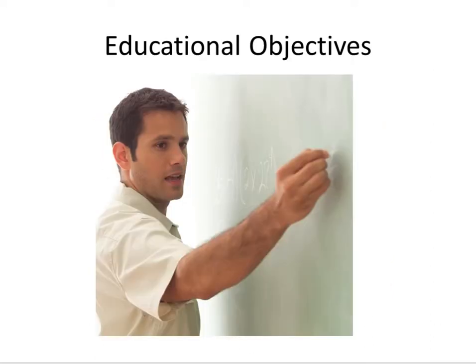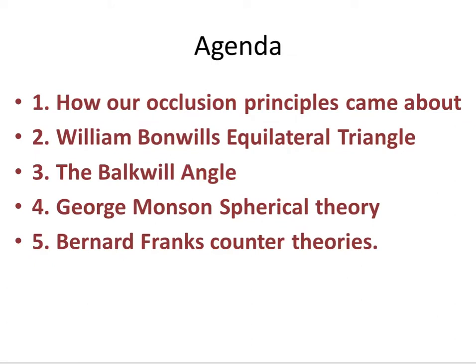By the end of the presentation, you will have: 1. Increased your understanding of articulator design. 2. Know more about why modern-day articulators struggle to reproduce a patient's functional movement. And 3. How human anatomy differs to the modern-day articulator concepts. This presentation will cover how our occlusion principles came about, William Bonwill's equilateral triangle, the Balkwill angle, George Monson's spherical theory, Bernard Frank's counter theories.